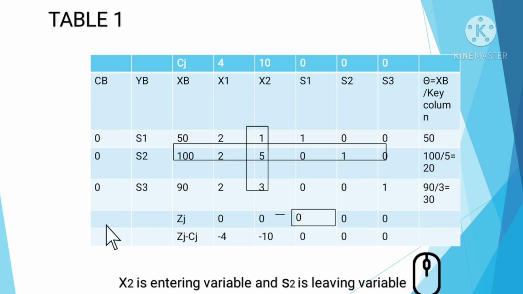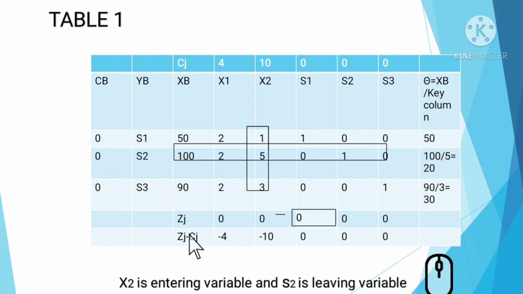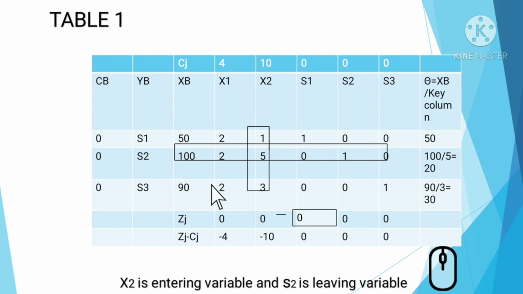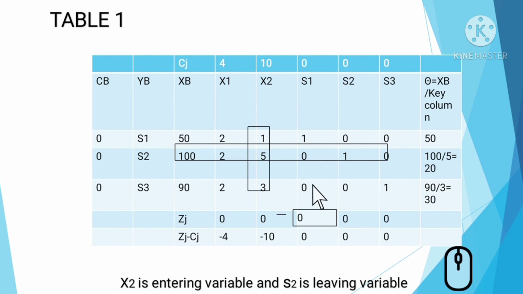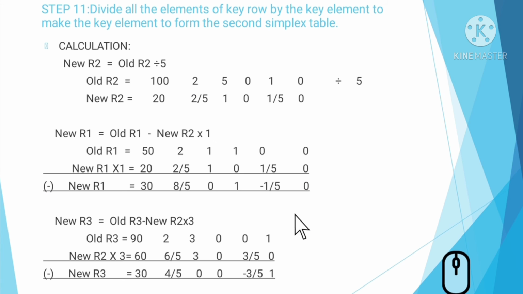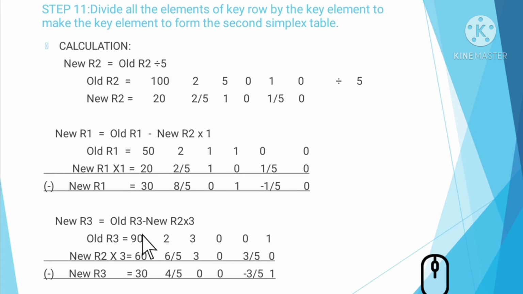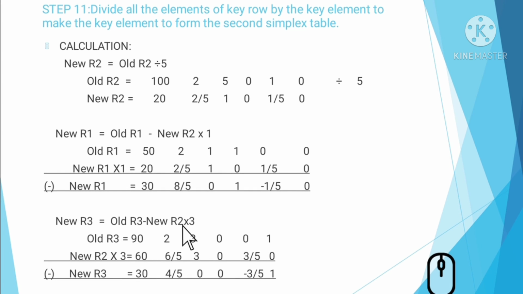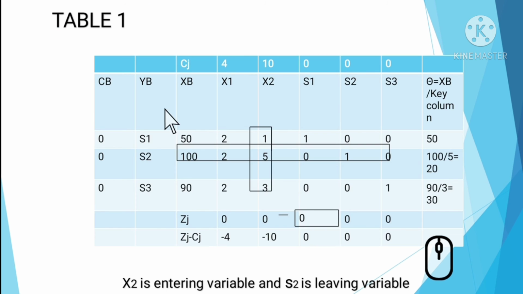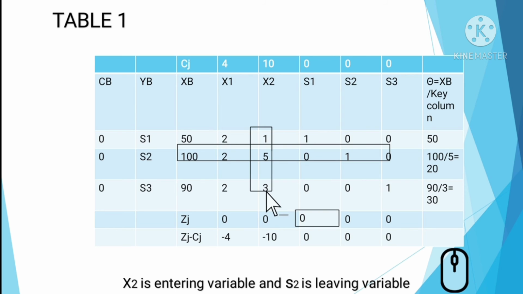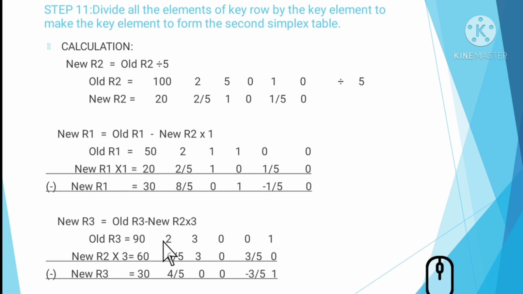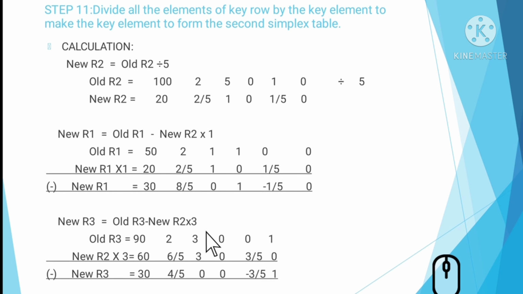So new R3 is nothing but how this row is going to change. This row, this 90, 2, 3, 0, 0, 1. How is this new row going to change? So new R3 is equal to old R3 minus new R2 into 3. New R2 is this and 3 is nothing but this key column number. This is 3. Okay. So old R3 minus new R2 into 3.